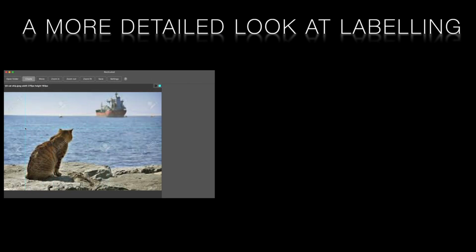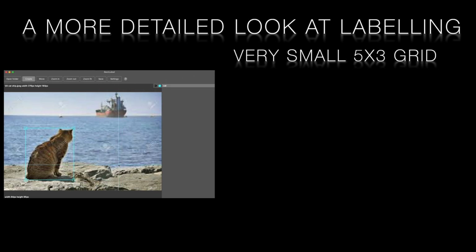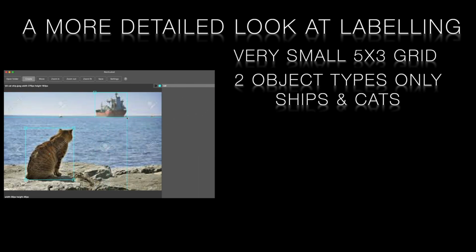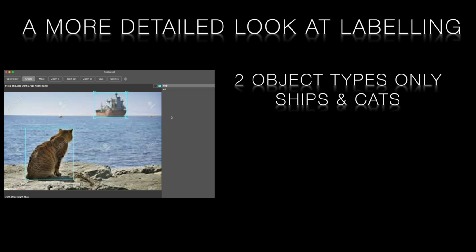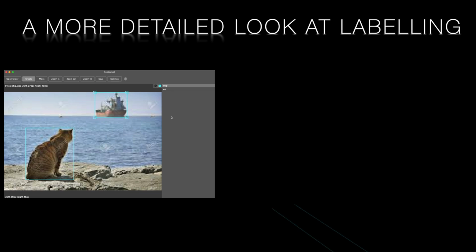I'll keep this simple so that everything can fit on the screen. Instead of a 12 by 7 grid, we'll use a 5 by 3 grid for this example. And in this case, we're only interested in two types of objects, cats and ships. Here's an image of a cat and a ship. The bounding boxes have been drawn around each using Rect Label. We can see the cat in the bottom left and the ship in the upper right.